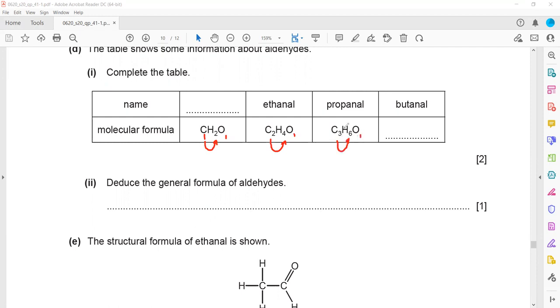So there is a pattern. What is the pattern here? The number of hydrogen atoms is always twice the number of carbon atoms. So if the number of carbon atoms is n, the number of hydrogen atoms will be 2n. And what about the number of oxygen? The number of oxygen is 1 for all of them. So using different molecular formulas, we generalize and make a general formula. Using the molecular formulas, we generalize that the number of hydrogen atoms is always double the number of carbon atoms.